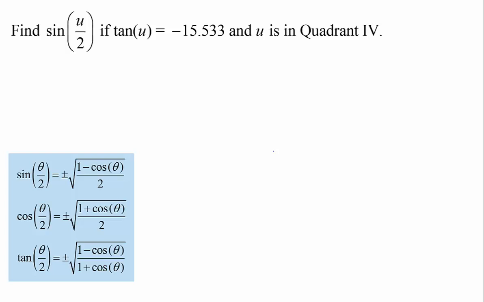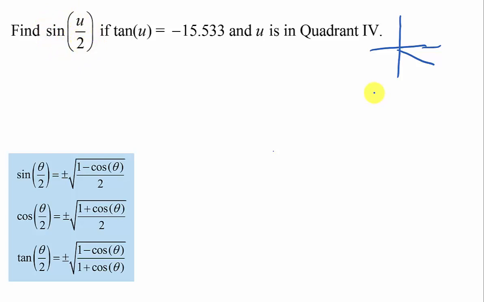So we want to find the sine of u over 2, so a half angle, if tangent u is this value and u is in quadrant 4. So as we're visualizing this, if we think of an angle in quadrant 4, the tangent value is negative and the sine value is negative, but when we're computing, we are computing an angle that is half of that.